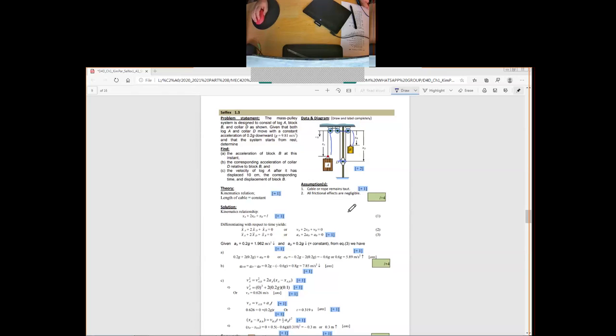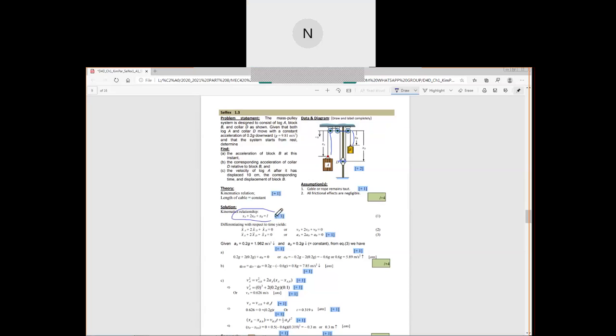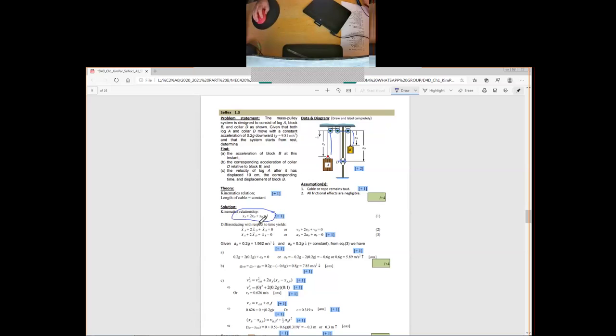So I will find a way to improve the lecture so that you can have a better understanding. So this is the total length of the rope. So you have this equation. Then the first time you differentiate, you get velocity here. And the second time you get acceleration.